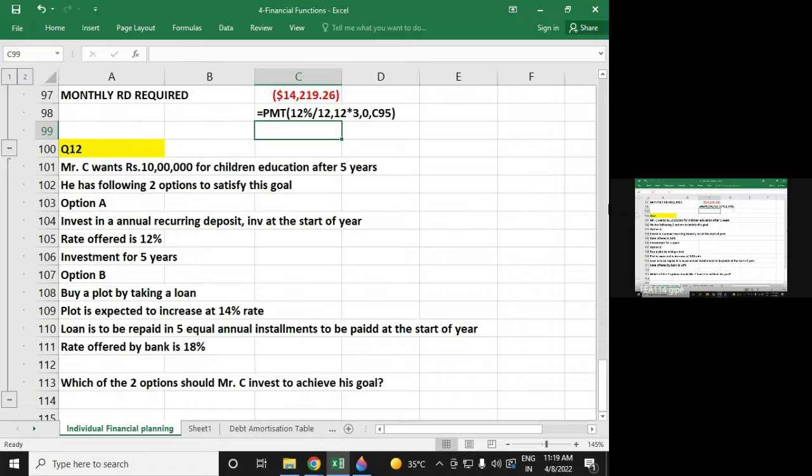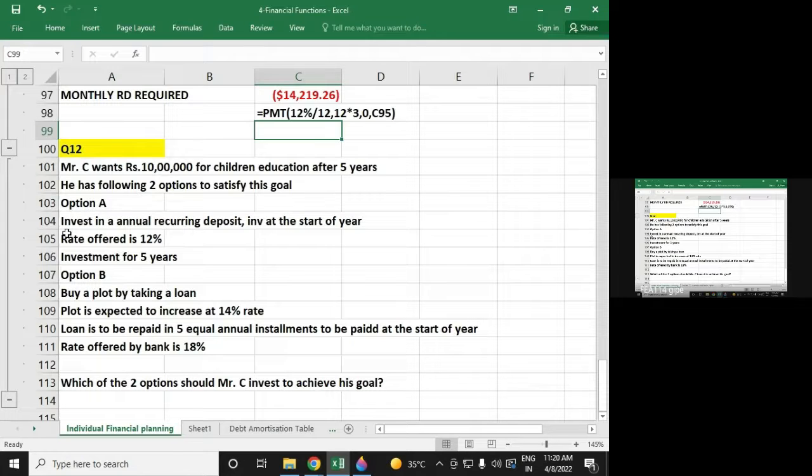Or second way is you buy a plot, piece of land, and how you are going to fund it? By taking a loan. अब इतना लैंड आप खरीदिए जो आप 5 साल बाद 10 लाख पे बेच दो. Land appreciates at 14%, loan is at 18%, to be repaid in 4 equal annual installments. The question is, how much is the installment if it is paid at the start of the year?